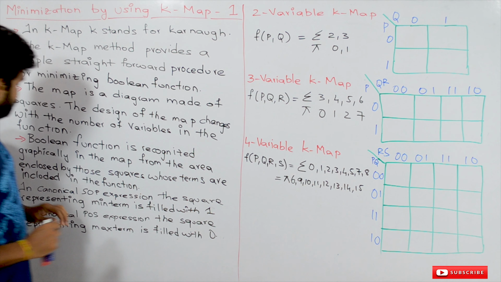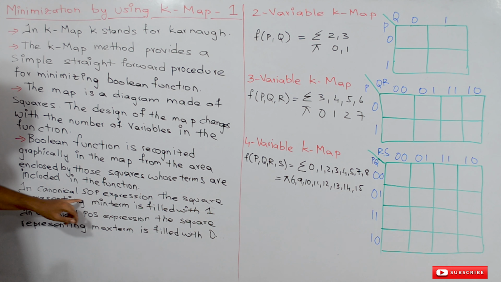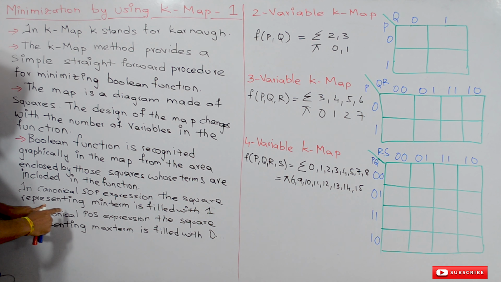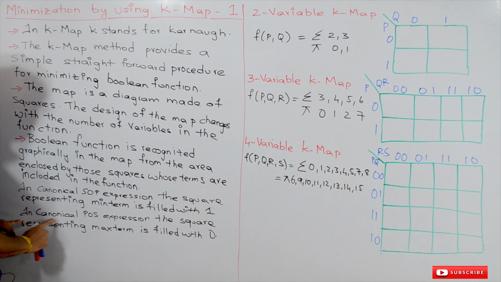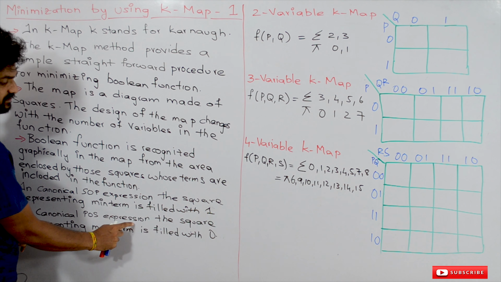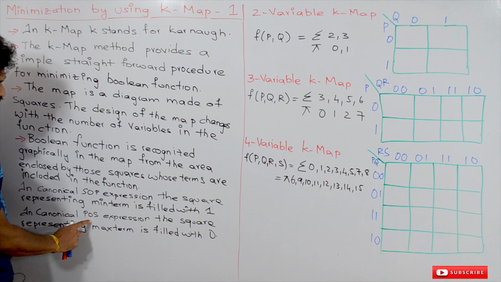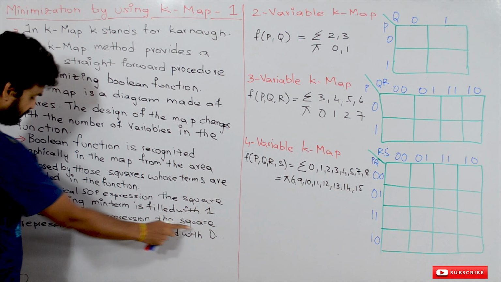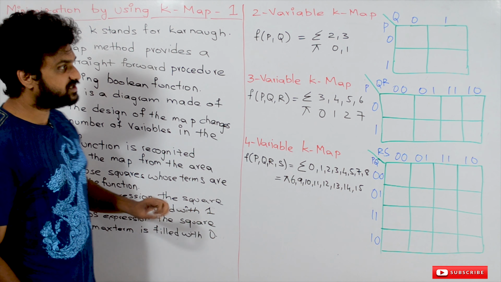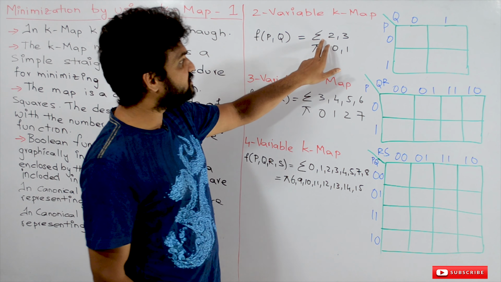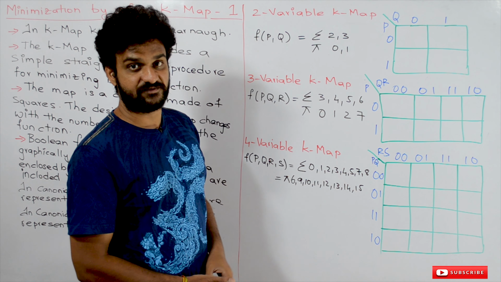Okay, so now coming to the concept, the canonical sum of product. In a canonical sum of product expression, the square representing the min term is filled with 1. In a canonical product of sum expression, the square representing the max term is filled with 0.